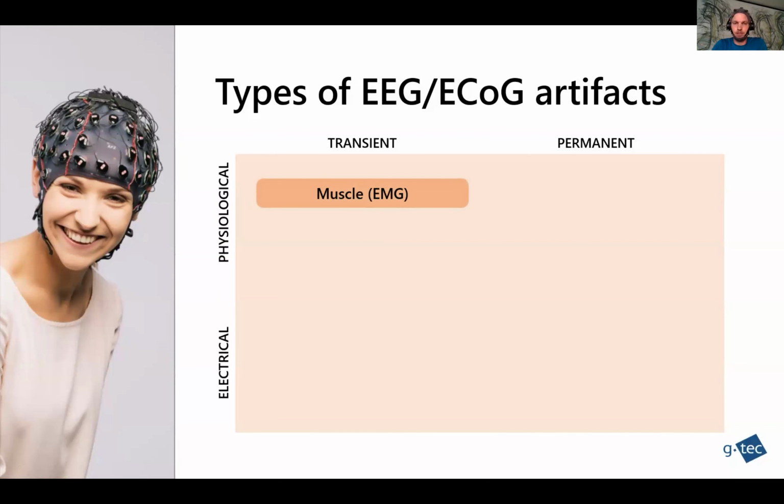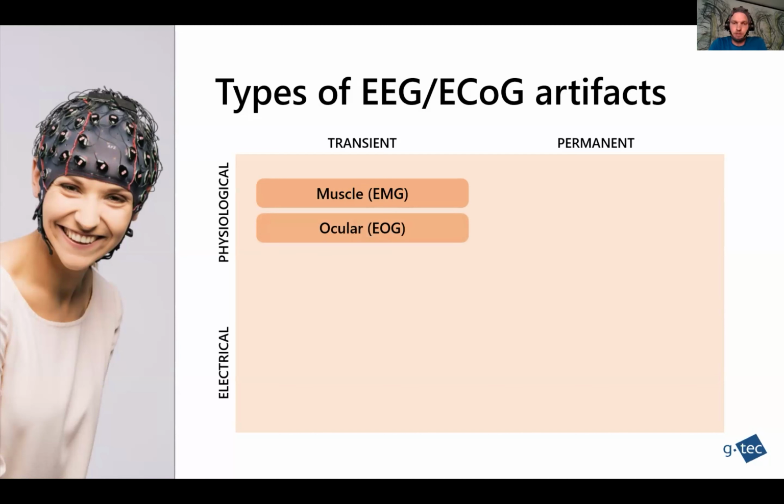So the most prominent artifact we are usually dealing with is EMG. It stems from muscle movement, and it occurs when you're actually moving your body while you're performing EEG measurements. This is a very common source of artifacts for EEG. Luckily, this doesn't happen in ECoG, because in invasive recordings you are under the skin, so you don't capture any muscle activity.